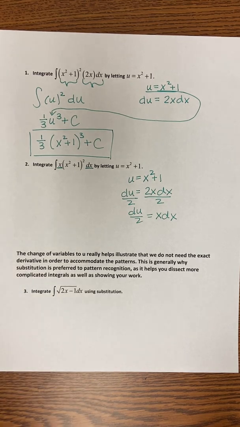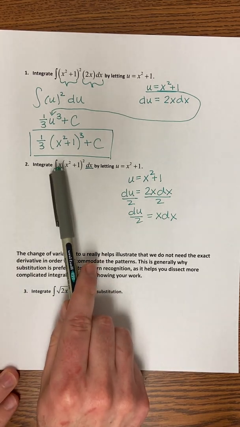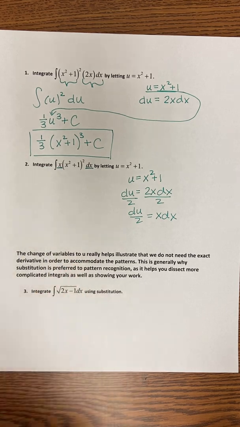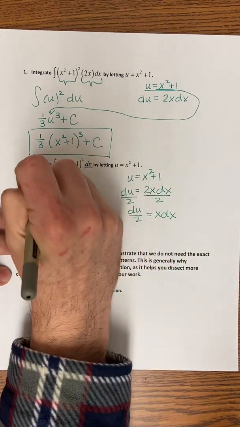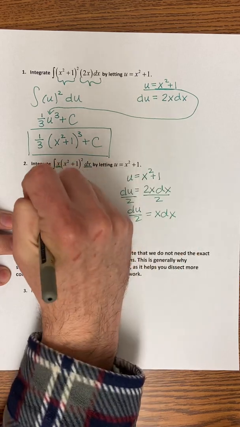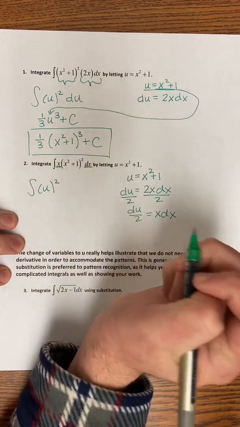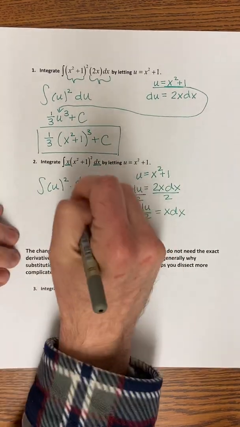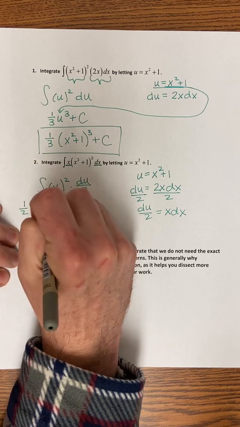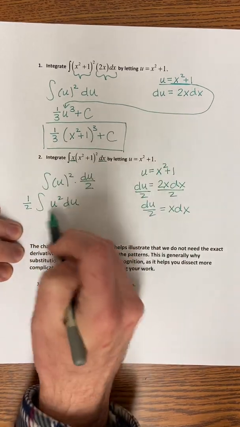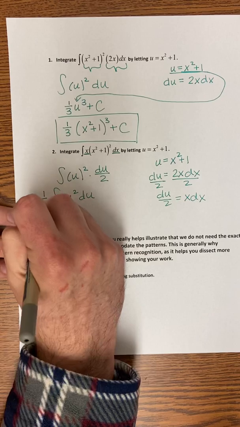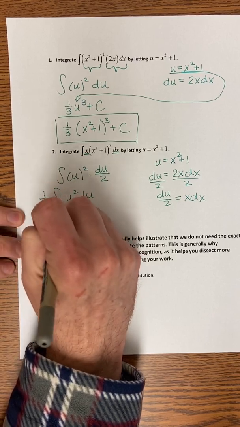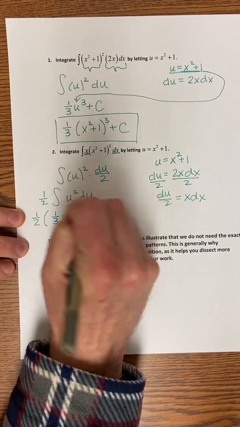The other option that we would have had is to put a 2 on the inside and a 1/2 on the outside, so basically multiply by 1/2 and multiply by 2. It would produce the same result. What that means now is my integral becomes u squared like it was before, but now it's times du over 2, or 1/2 du, but I can move the 1/2 outside the integral, and then integrate that same u squared that I got before, so now it's 1/2 times the 1/3 u cubed plus c.